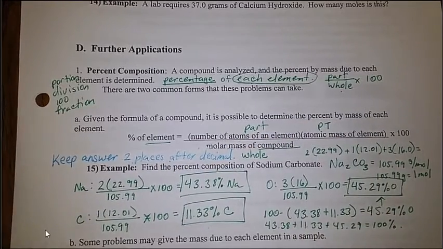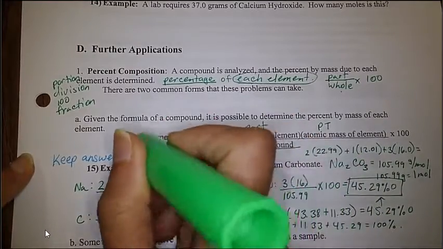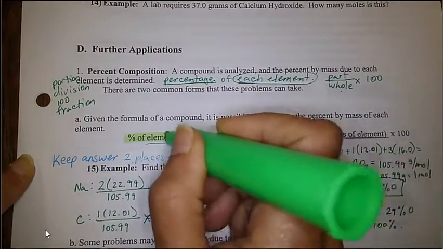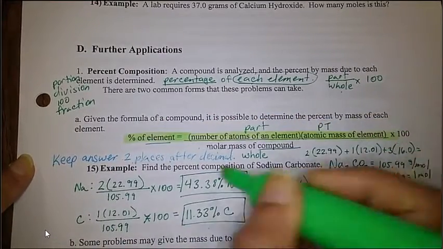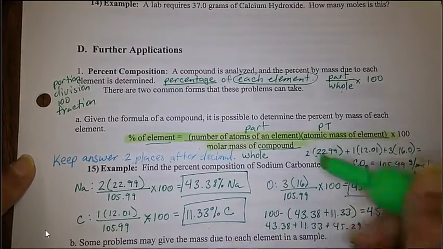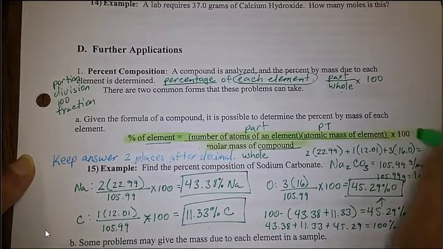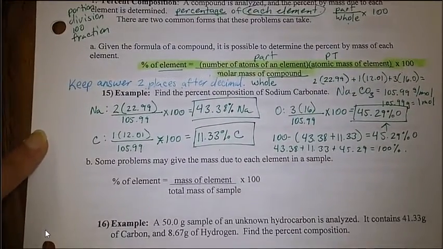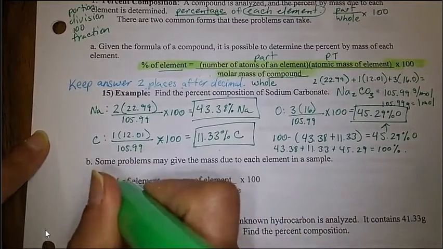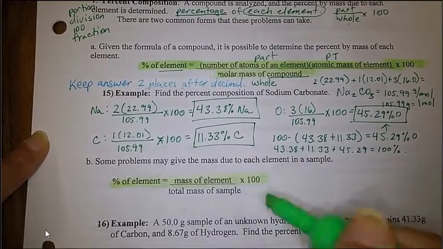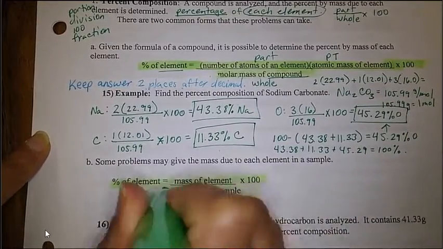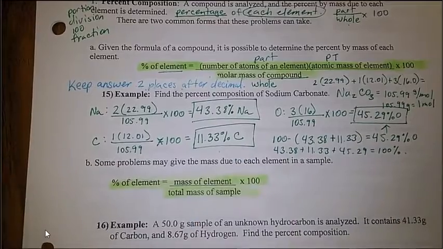Okay, so let's go on. This is one of your formulas: percent of element equals the number of atoms of the element times the atomic mass divided by molar mass times 100. Your second formula is the percent of an element equals the mass of the element divided by the total mass times 100.